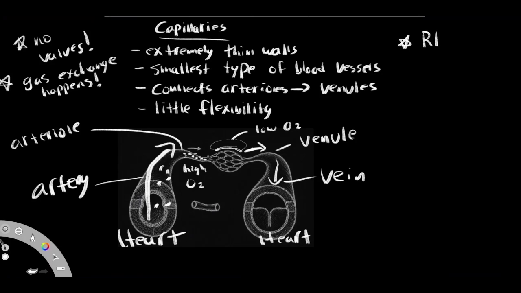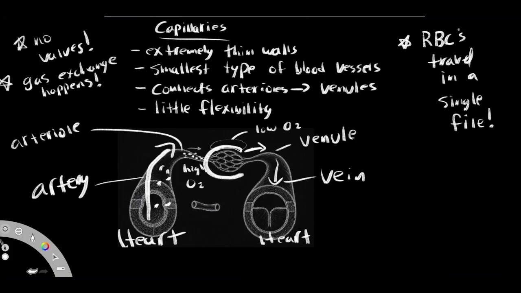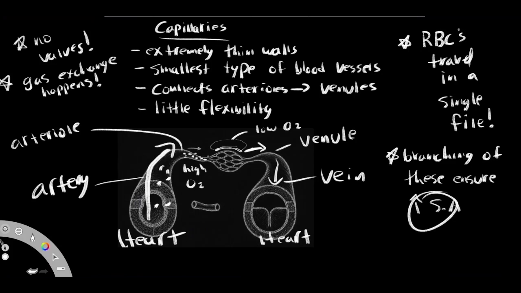Another thing to remember, RBCs, the red blood cells, travel in a single file. Not very efficient, but that's the way it is. And you notice how the capillaries here are really branched out. It's like a web, right? So the branching of the capillaries ensures increased surface area, SA, surface area. Obviously, that's a good thing because more diffusion is occurring per second in that amount of time.